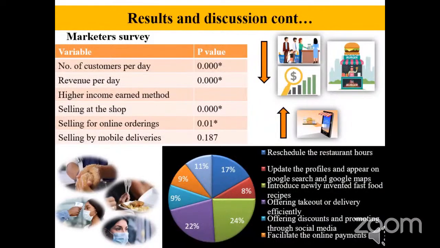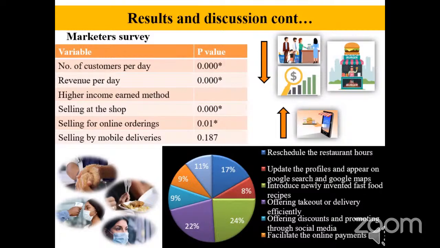And also, marketing at the shop was significantly decreased. Nearly 21% of the shops was closed during the peak of the COVID-19 situation in Sri Lanka. Marketing through online orderings was significantly increased. Before the COVID-19 situation, 24% marketers provide online marketing system, but during the pandemic situation, it was increased to 40%. Mobile delivery services also slightly increased, but it was not shown any significant difference.